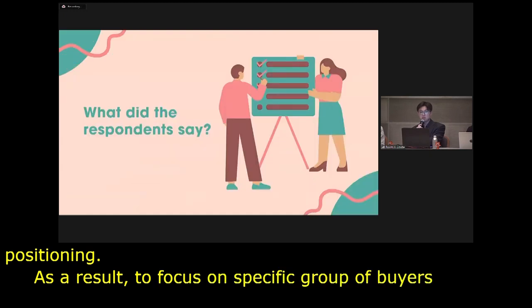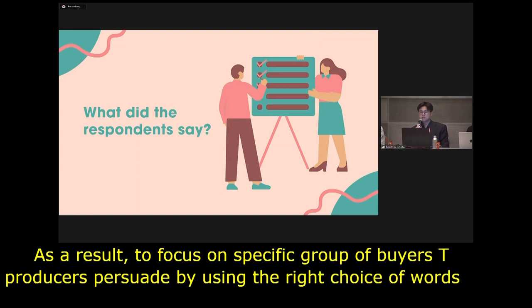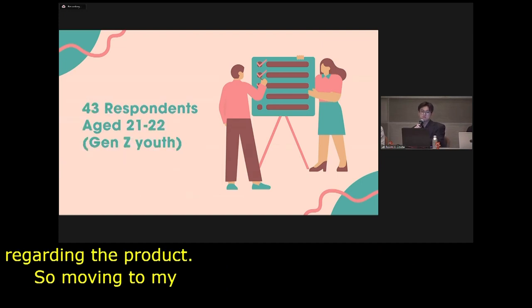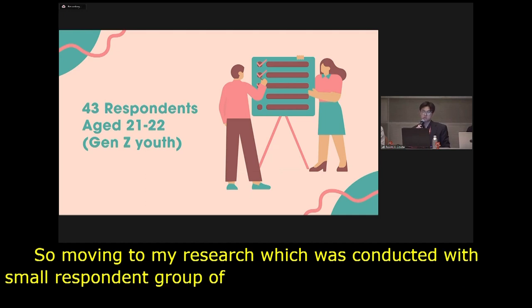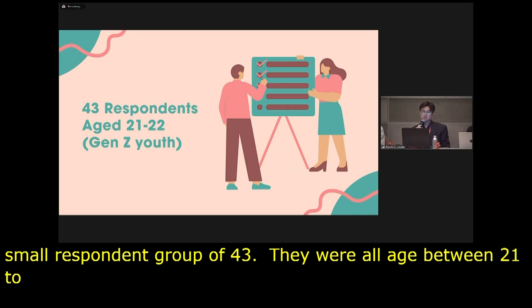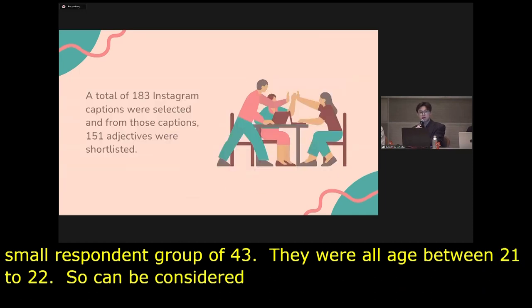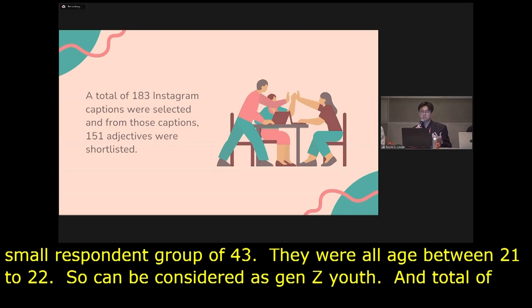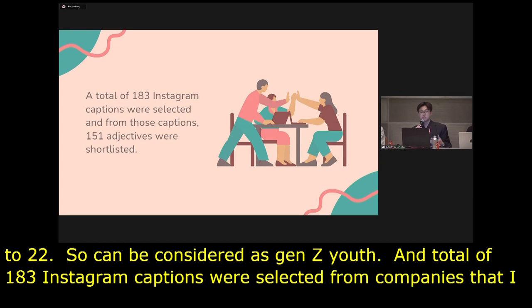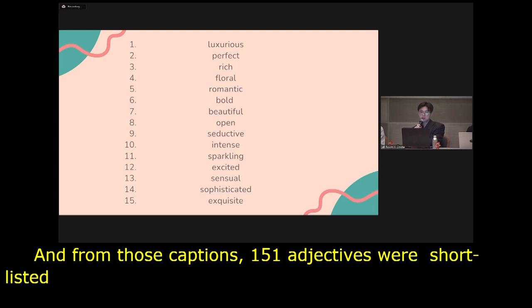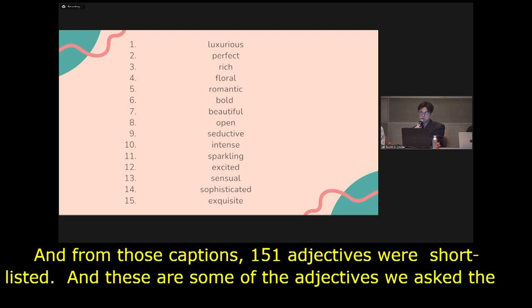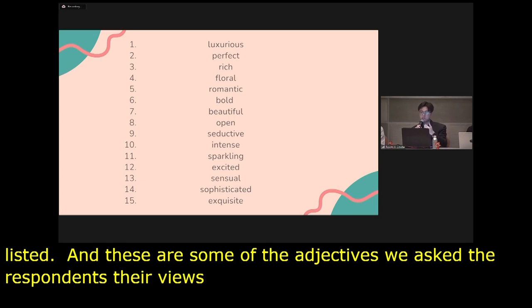So moving to my research, which was conducted with a small respondent group of 43, they were all aged between 21 to 22, so can be considered as Gen Z youth. And a total of 183 Instagram captions were selected from companies that I won't name. And from those captions, 151 adjectives were shortlisted. And these are some of the adjectives that we asked the respondents their views on, and which gender or which genders they feel that these adjectives describe the best.